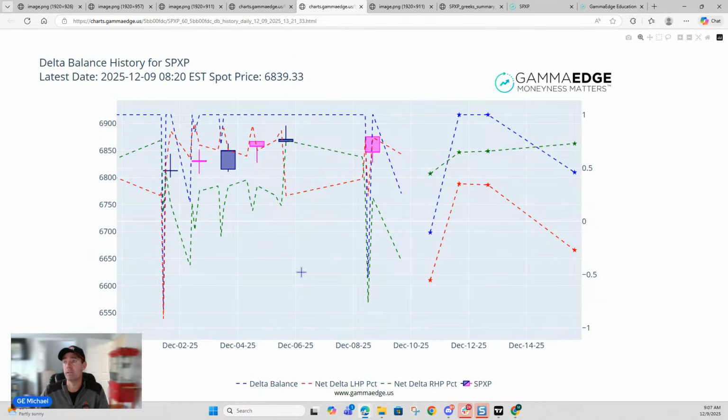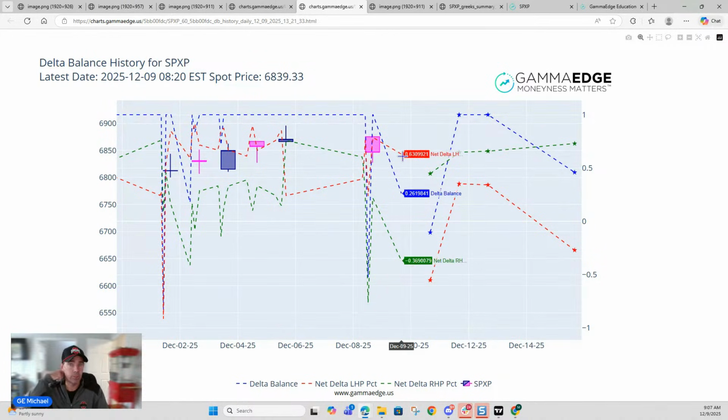All right, moving on to the delta balance. This is structure and positioning above and below spot price. Green dotted line is above spot price. Red dotted line is below spot price. And then the overall aggregate is the blue dotted line. So you notice the green dotted line, just what I spoke about, the out of the money speculation continues to drop. These are your out of the money calls as well as in the money puts.